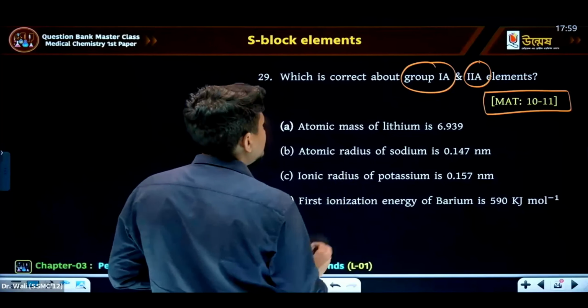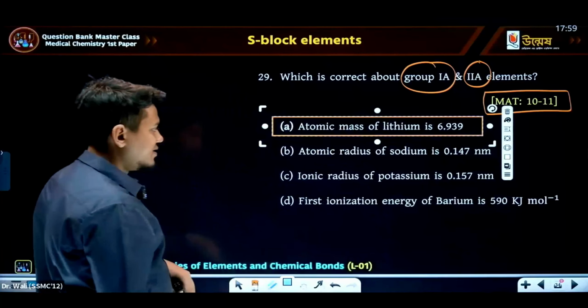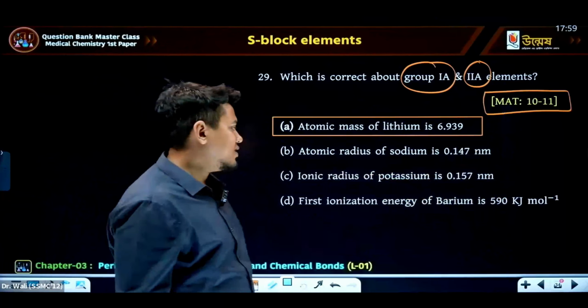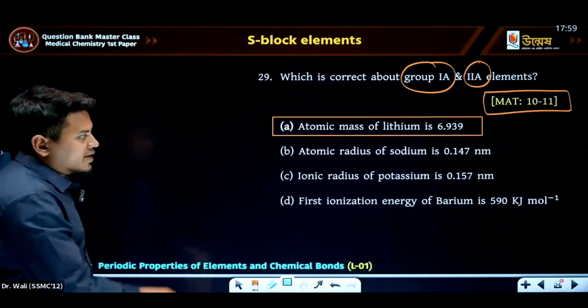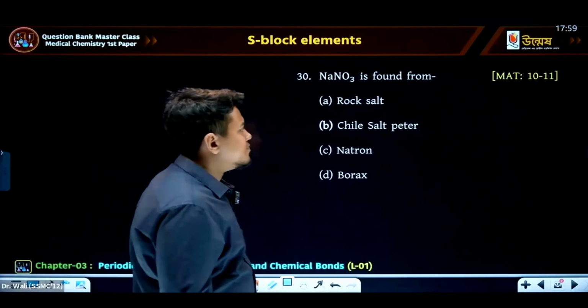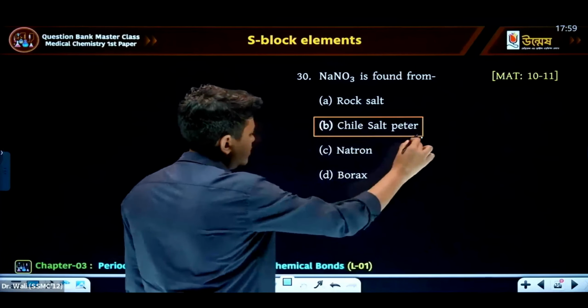So in this case, the correct answer is that the atomic mass of lithium is 6.939. In case of sodium, it is not 0.147 nanometer, and also potassium ionic radius is not near 0.157 nanometer. Okay, let's focus on the next question. Sodium nitrate is found in what? In Chile saltpeter, sodium nitrate is found.